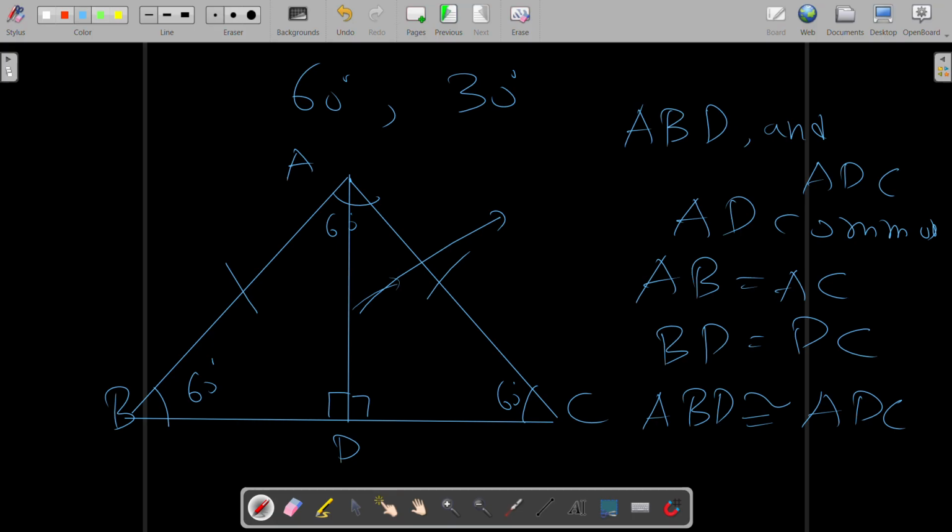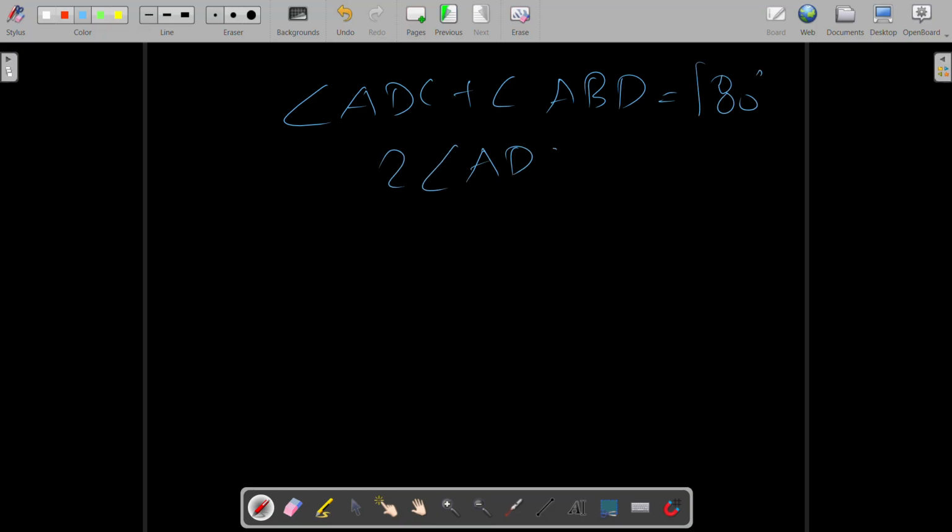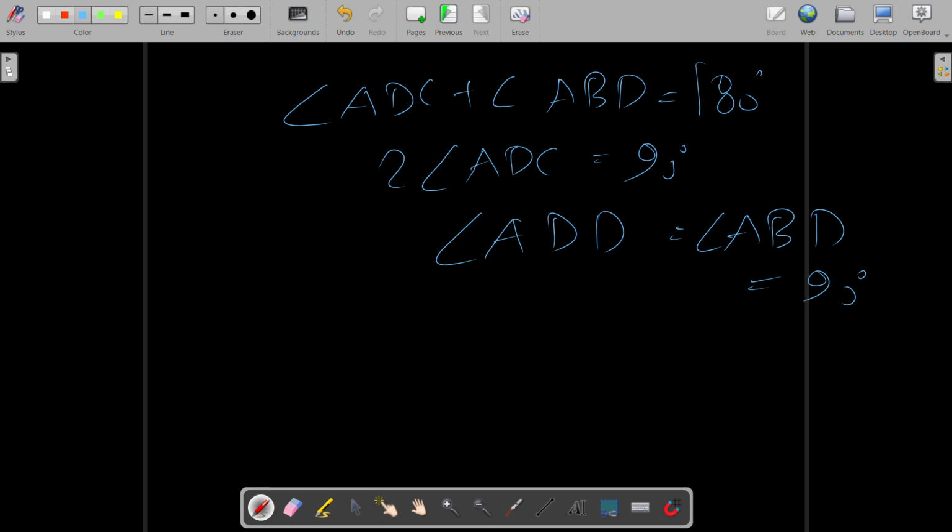Now on the straight line BC, angle ADC and angle ADB lie, and both are equal, and their sum is 180 degrees. So angle ADC plus angle ADB equals 180 degrees, which implies 2 times angle ADC equals 180 degrees. So angle ADC equals angle ADB equals 90 degrees. Proved. So this is the right angle triangle.